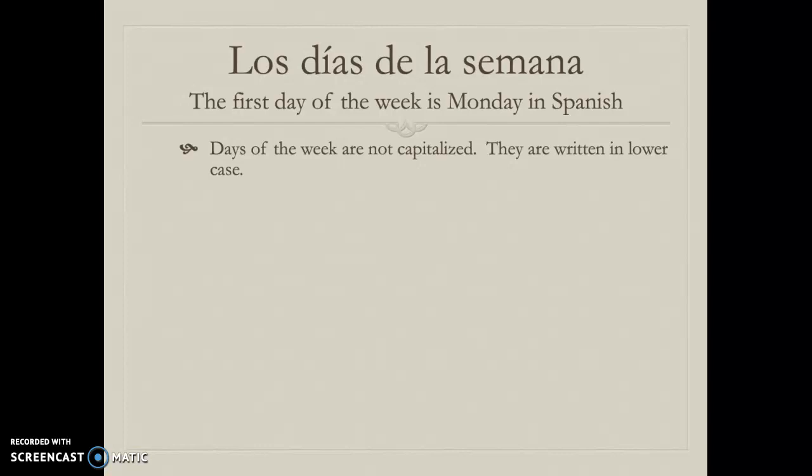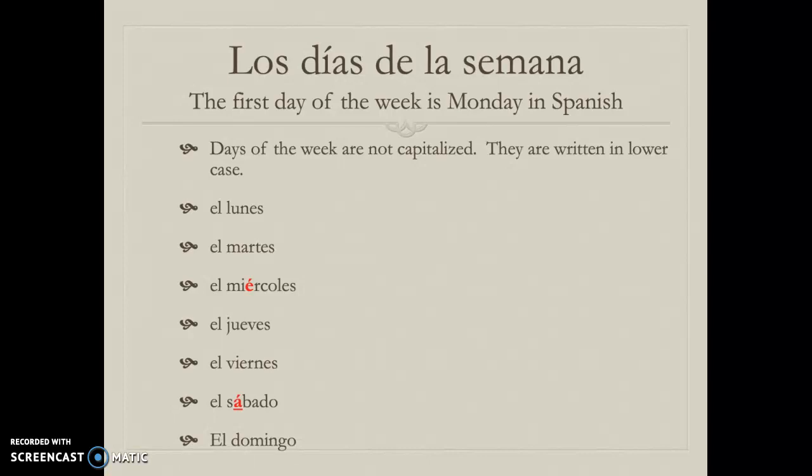So the days of the week are not capitalized, they're written in lowercase. Repeat after me. El lunes, el martes, el miércoles, el jueves, el viernes, el sábado, el domingo. So all the days of the weeks are masculine, and notice the accent on miércoles and sábado.